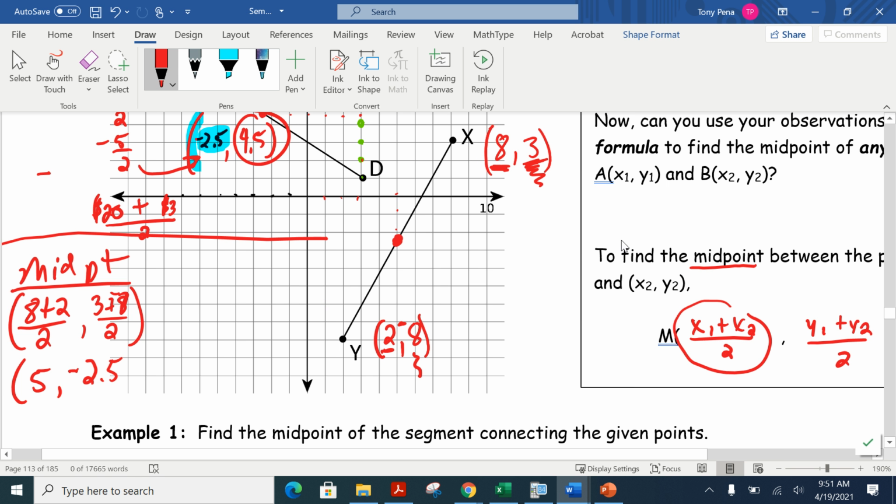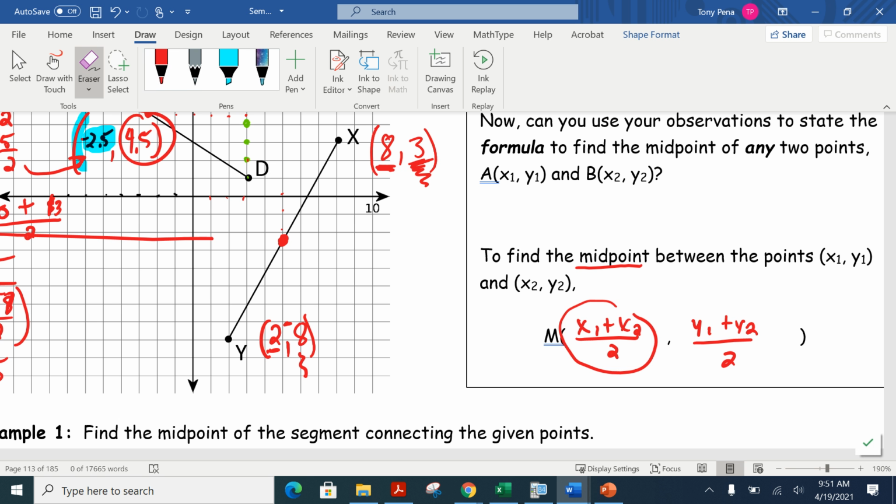So if you ever hear the midpoint formula, which obviously you're going to hear a lot today, this is your midpoint formula. Add the x's together, divide by 2. Add the y's together, divide by 2. That always takes us directly in the middle. Okay? Yeah.